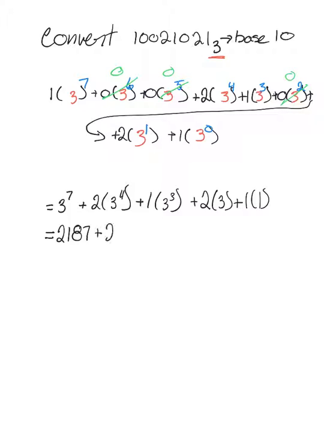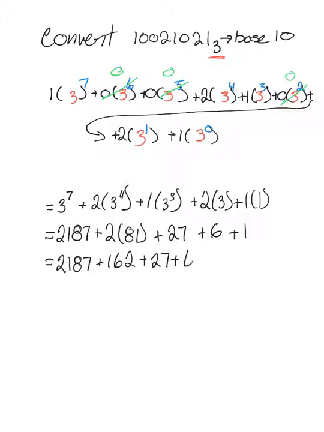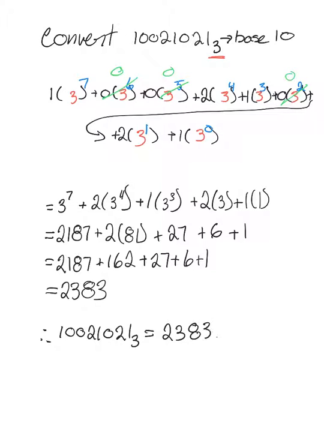2,187 plus 2 times 81 plus 27 plus 6 plus 1, which equals 2,187 plus 162 plus 27 plus 6 plus 1, which will equal 2,383. So therefore, if we look at this, 100210213 will equal 2,383 in base 10.